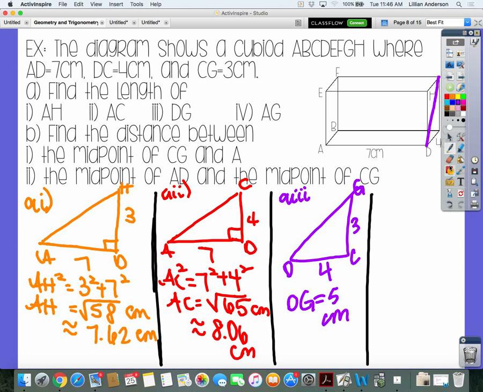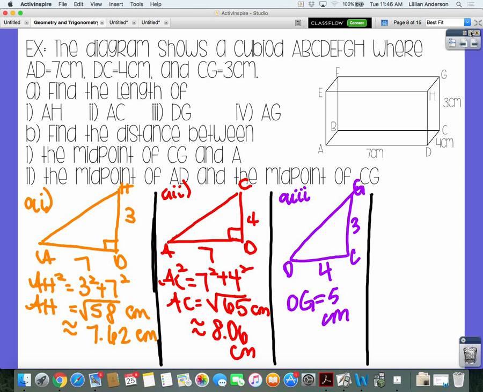And now for the last one. The last one was a little different. Why was it a little different? Because it's not on one plane. You need one of your answers, for sure. You need the midpoint of AD and the midpoint of CG. Right? AD and CG. So you needed this segment right here.